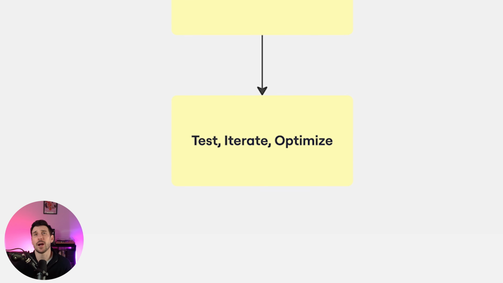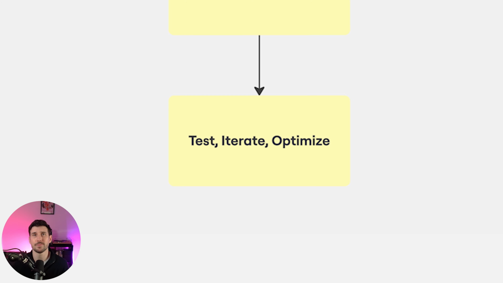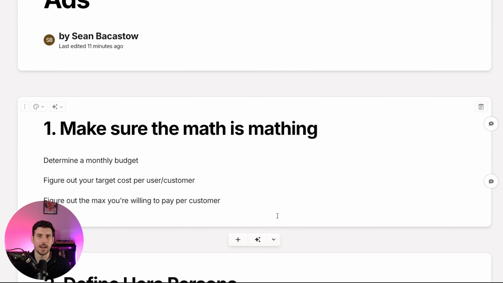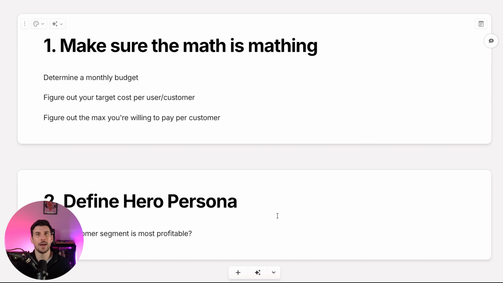Then it's just a continuous process of testing, iterating, and optimizing, and ensuring that we're consistently improving upon our results. So now let's dive into each one of these 9 steps. So our first step is to make sure the math is mathing.